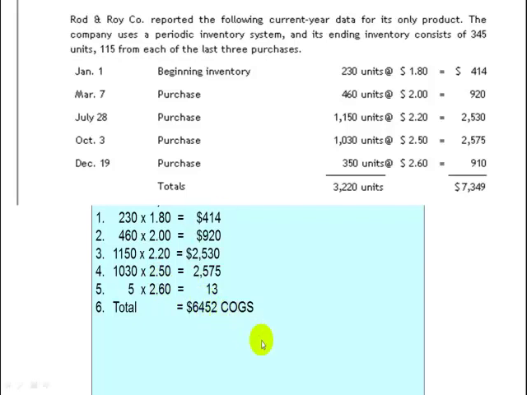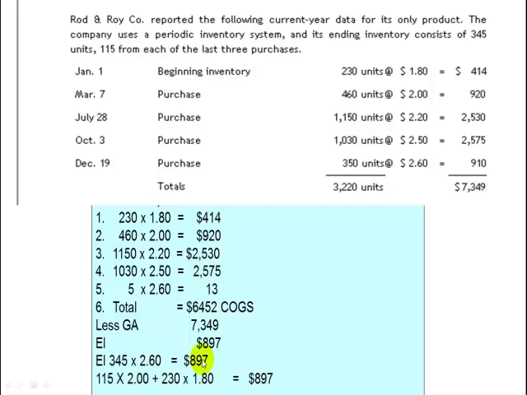These are the ones I sold. My goods available were $73.49. The difference between these two would be my ending inventory of $8.97. I could have done it another way. I could have said 345 times 260 and I'd have got the same $8.97. I just want to show you how the flow of this works. So my ending inventory, again, is 345 units times $2.60, which are the last ones that came in, and that's a total of $8.97.